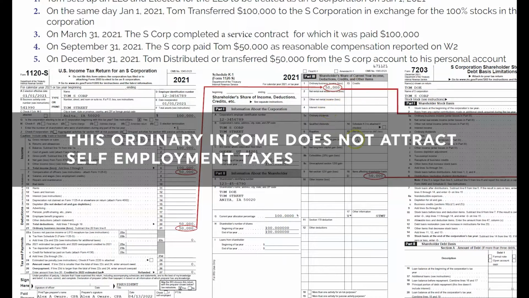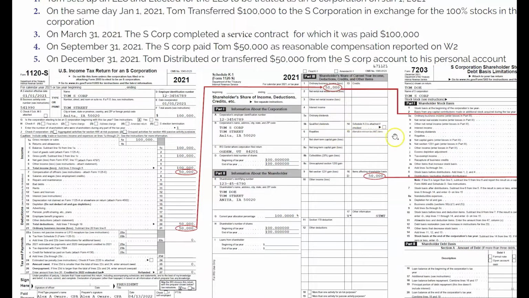Someone asked me this question, and I was like, okay, I get why you guys have this confusion, but this income, your residual income or allocable share of income that's assigned to you as a shareholder of an S corp, is not subject to self-employment taxes. There's no self-employment taxes you need to pay. And because you're an employee, you don't pay self-employment taxes.